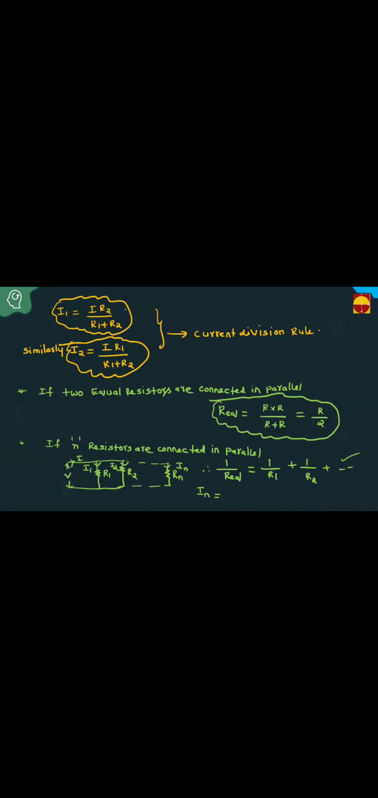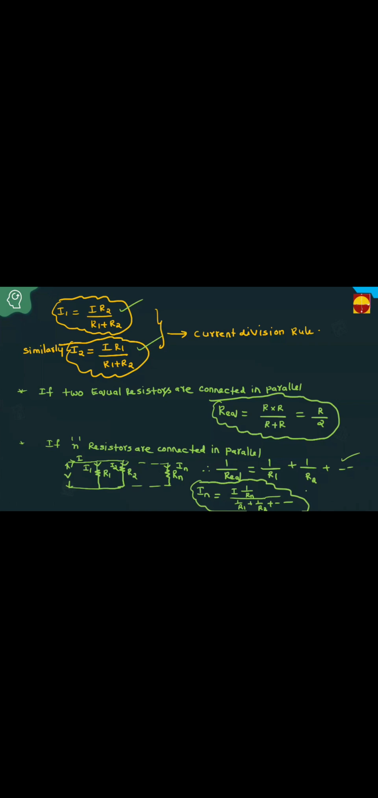If two resistors are there, easily you can apply like this. If more resistors are given, this is important, how to apply? I into 1 by Rn by 1 by R1 plus 1 by R2 plus and so on. This is the current through the nth resistor.